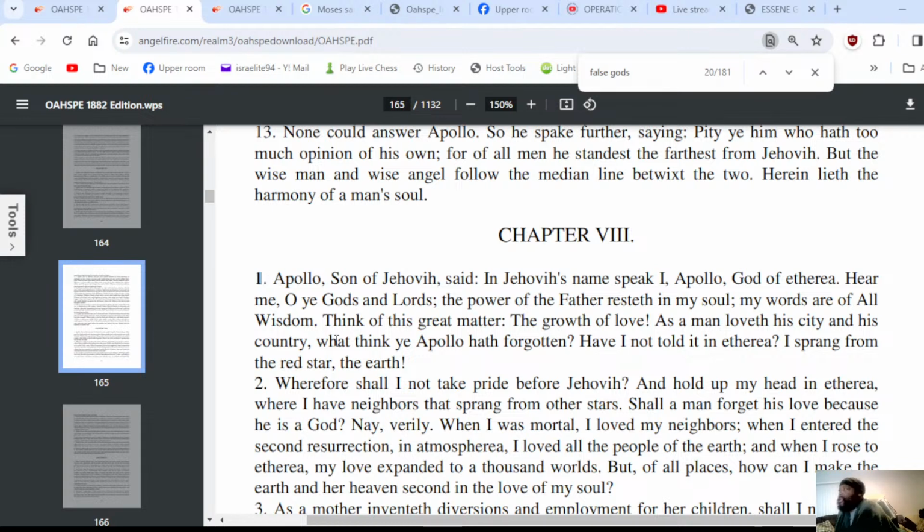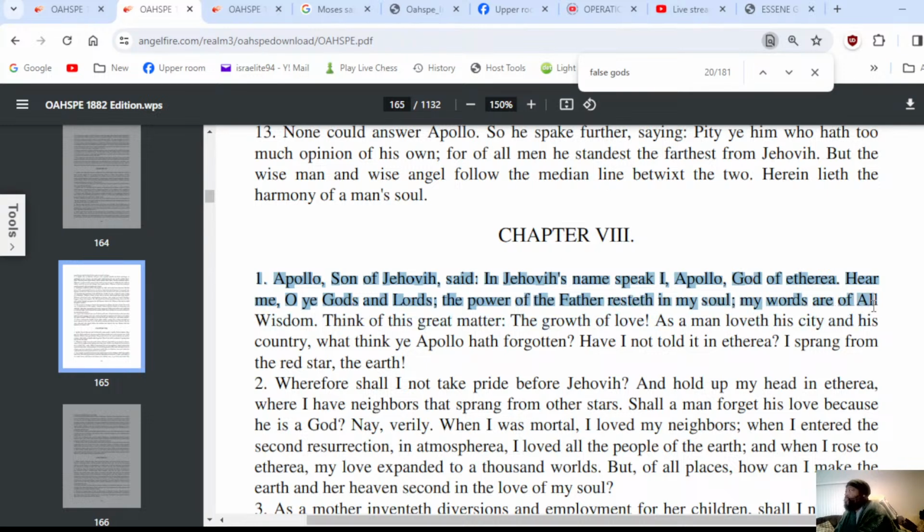That's during his age, beauty. The creator, he fashioned men more beautifully, men and women. He fashioned them more beautifully. And there was a problem because some people were preferred and some were not, and beauty was the idol. It became worshipped instead of the creator. Apollo, verse 1, Apollo, son of Jehovah, said, in Jehovah's name speak I.